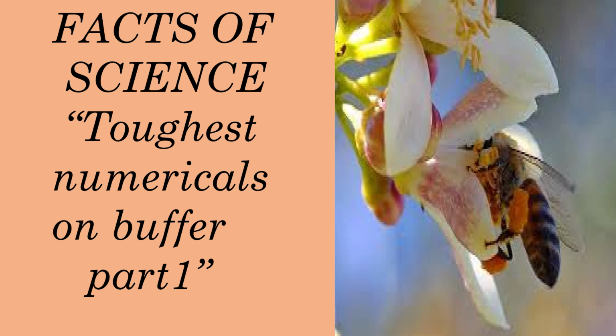Now, what is pH? pH and pOH are scales from 0 to 14. If pH is less than 7, it is acidic. If pH is more than 7, it is basic. If pH is equal to 7, it is neutral, such as pH of water. In the same way, pOH is reciprocal of pH.